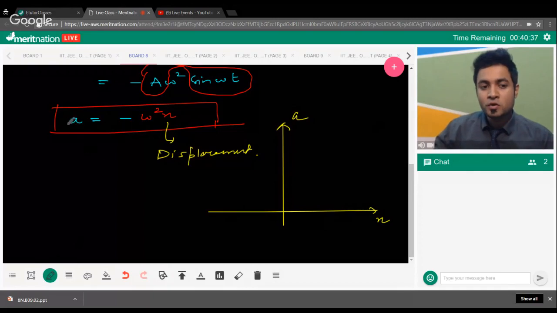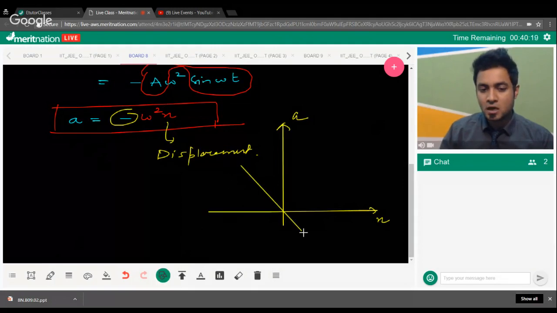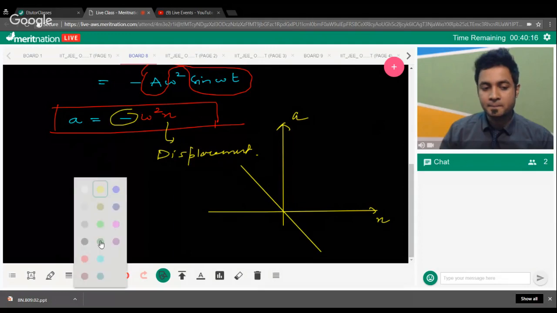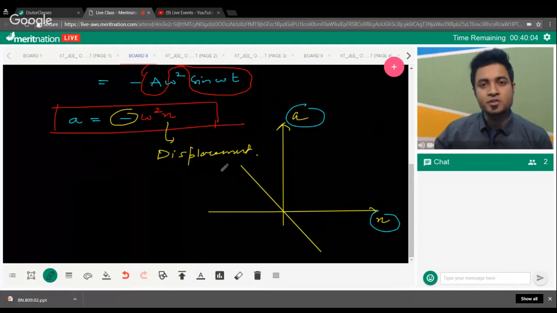The negative sign means it is always towards the mean position. If I draw the graph here, it would be a linear line, and that too with a negative slope. That is what we are going to see here. This is how it is represented. This is the graph between the acceleration and the displacement x as far as SHM is concerned. It is omega square x, so this is the variation of the acceleration with the displacement.